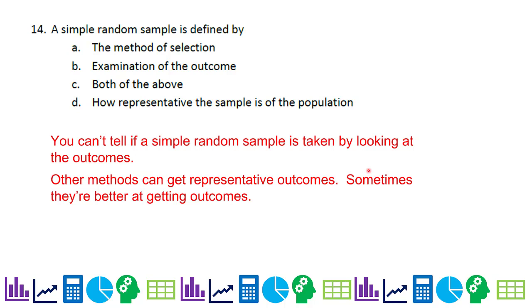So really, you know it's a simple random sample by how you took it. And the one other thing that's useful to know is that each group of the same sample size has the same probability, that's another thing about knowing that it's a simple random sample. That's a characteristic of it. But the best way to know that you took one is to know how they took it.